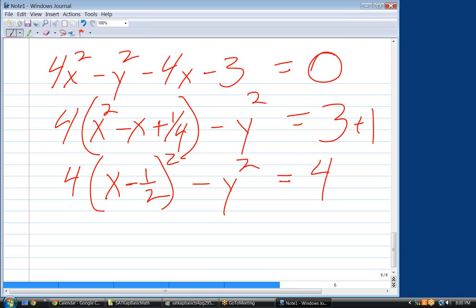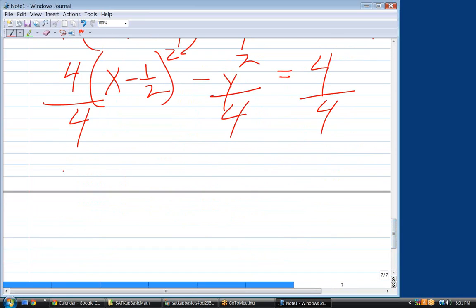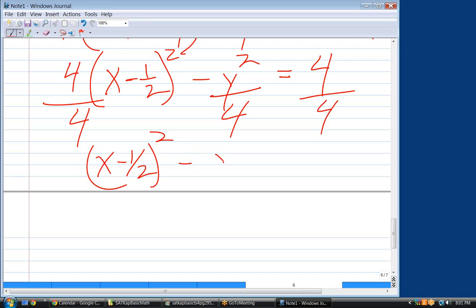The next step is to subtract the 4, or to divide it by 4. Once I get it here, and this isn't 1, then my goal is to make this 1. And I can make it 1 by dividing everything by 4. I've got to divide this one by 4, and that by 4. So now we have x minus a half quantity squared minus y squared over 4 equals 1.